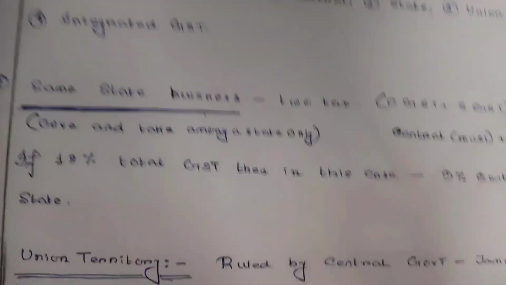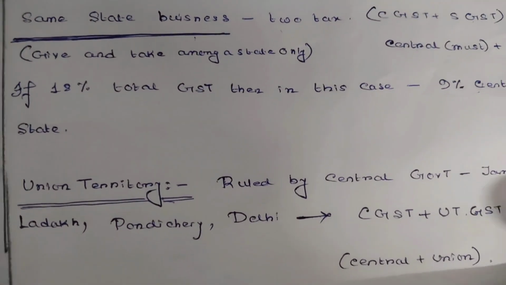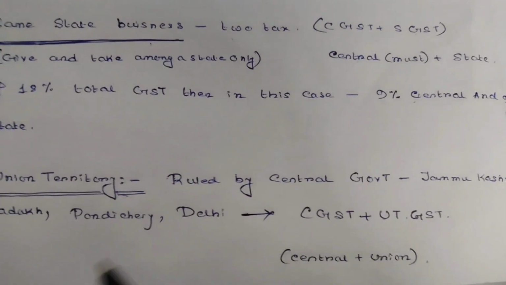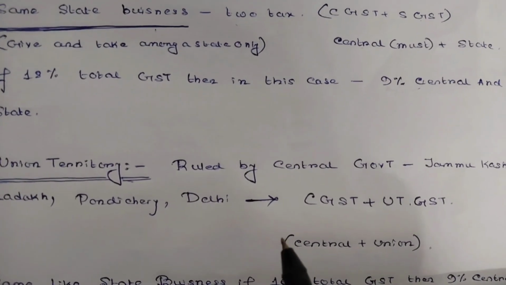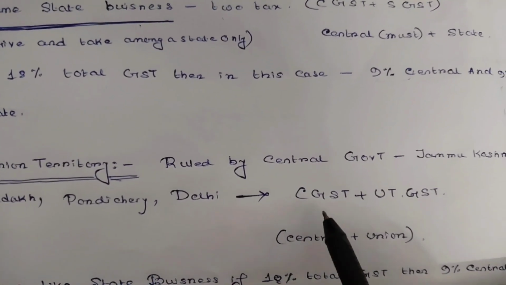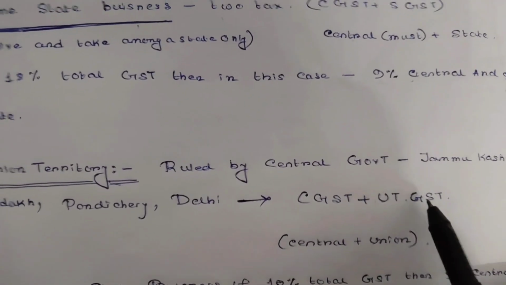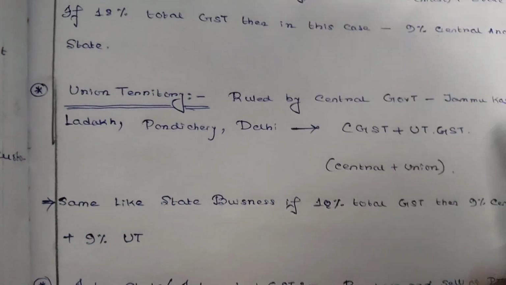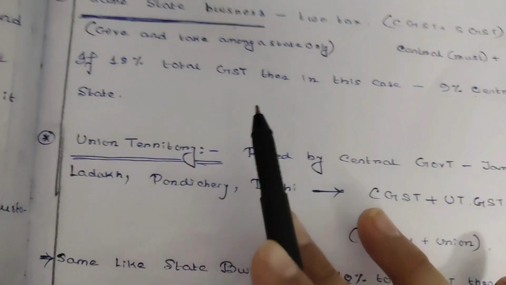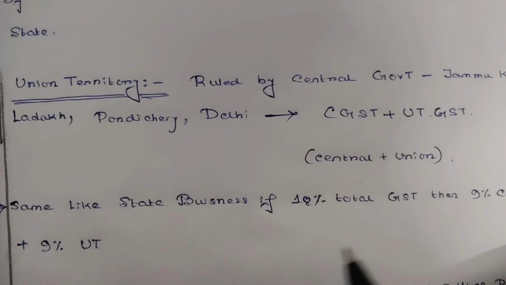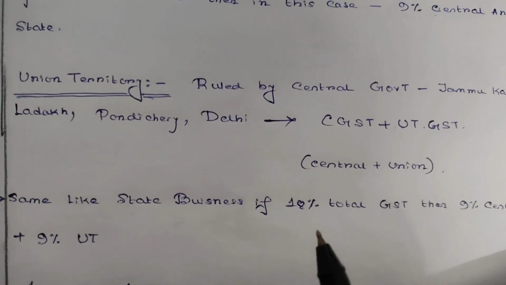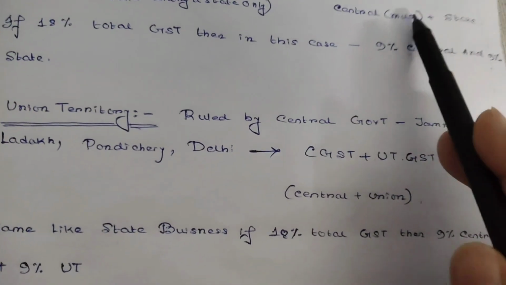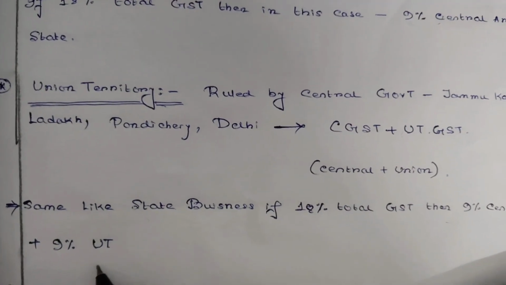This is state GST. Now, what is union territory? Territories ruled by central government such as Jammu Kashmir, Ladakh, Pondicherry, Delhi. In this case, central GST plus UT GST, union territory GST. And if we take another example, just like that, if the GST is 18% total, then 9% will be central, that is must in every case, you can see here and here, and 9% is UT.